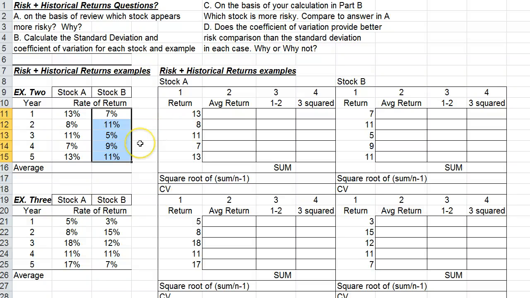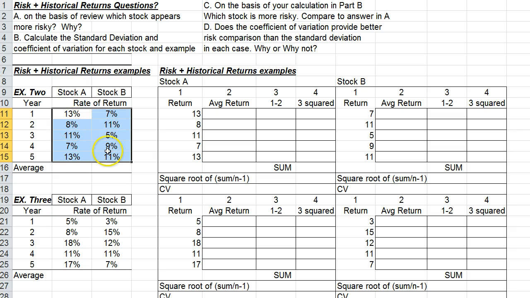So in this video, we're going to go over the handout from Chapter 4. We're going to ask some basic questions involving statistics and return. Here are the four questions, A, B, C, and D. So the first question, A, on the basis of review, which stock appears more risky and why?